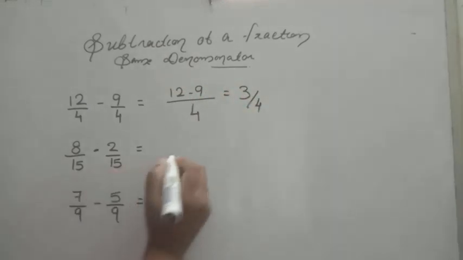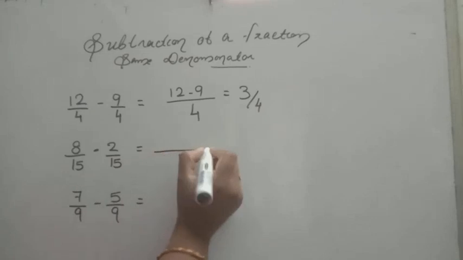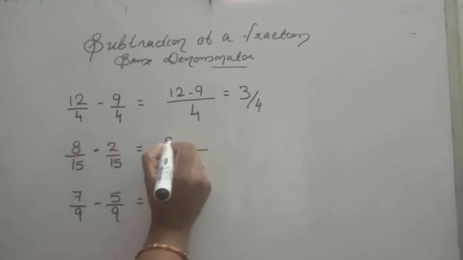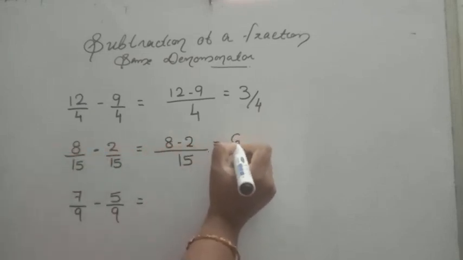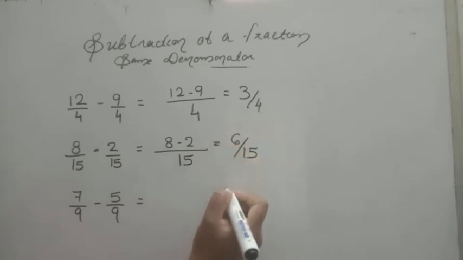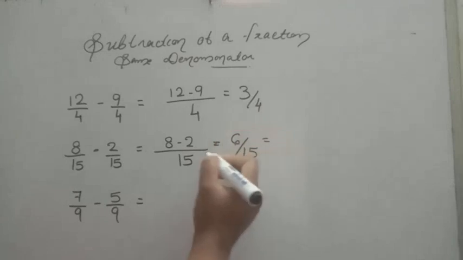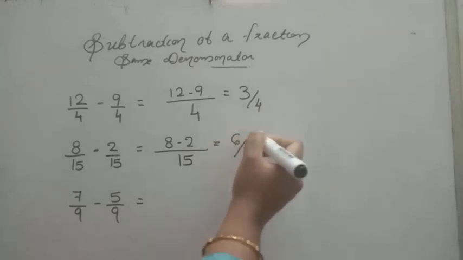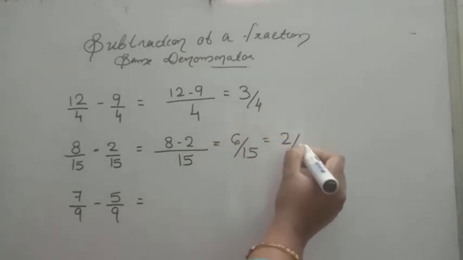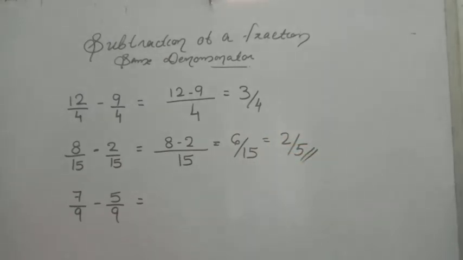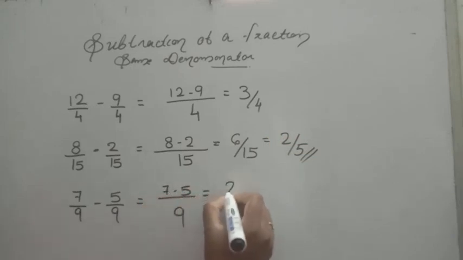Now the next one: 8 minus 2 is 6/15. This 6/15 can be simplified by dividing by 3, so the answer is 2/5. Now we do the one with denominator 9: 7 minus 5 is 2/9.